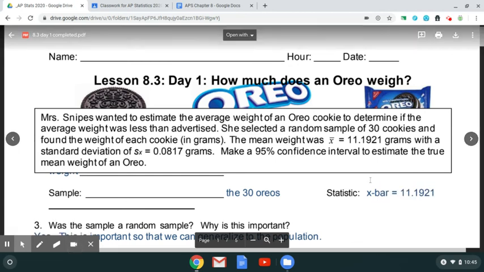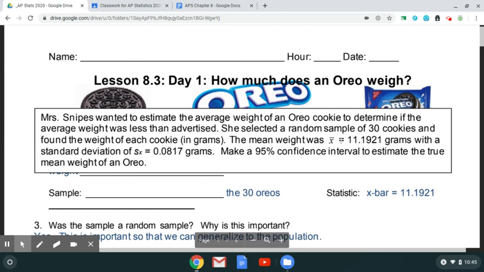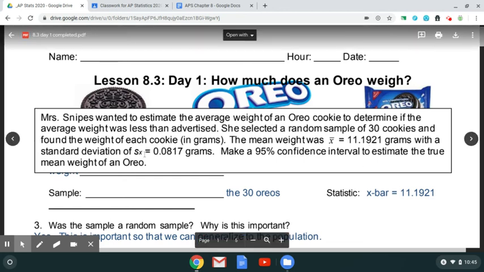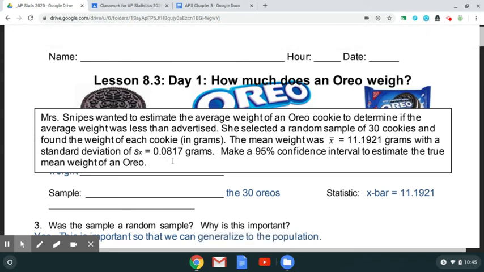So anyway, mean weight of Oreos, 11.9121 grams was what we found in our 30. Standard deviation of our sample, 0.0817 grams. We're going to make a 95% confidence interval. Now, the difference between 8.2 and 8.3 is we did proportions with the Hershey Kisses. We're now going to do mean with the weight of Oreos.